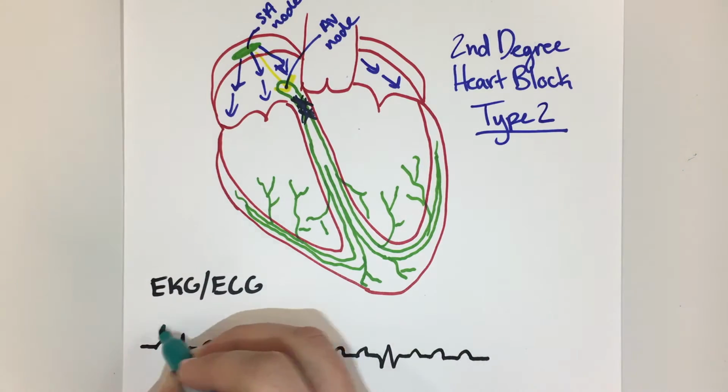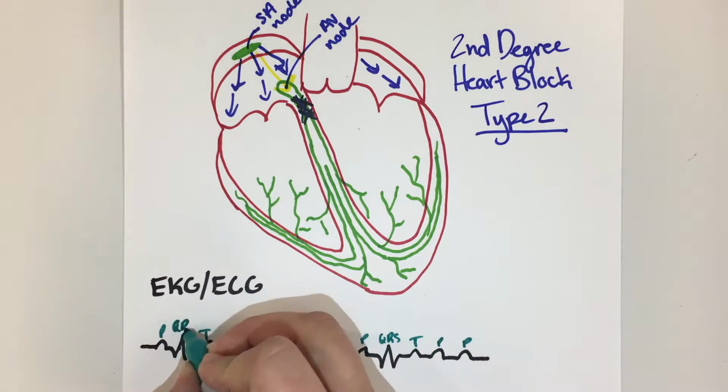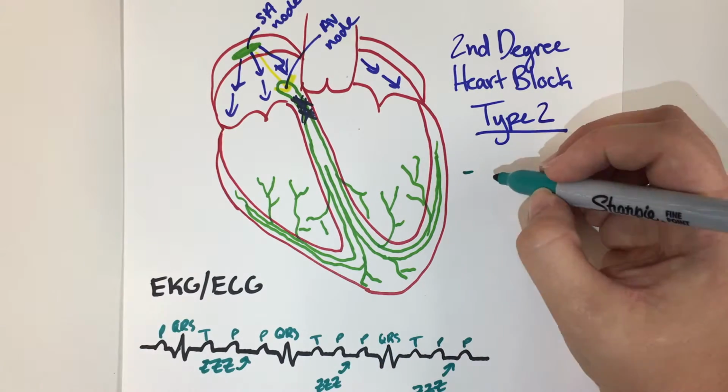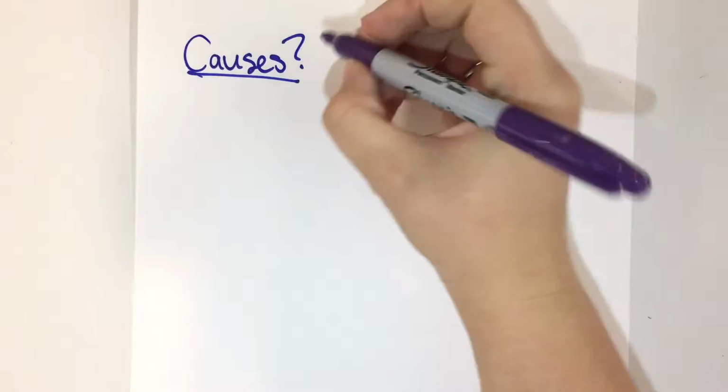When the AV node generates one signal, it needs to rest each time. It doesn't have the strength to do more work right away. It needs to take a quick rest, and then it can function normally again. Type 2 is also known as Mobitz 2. So what are the causes?